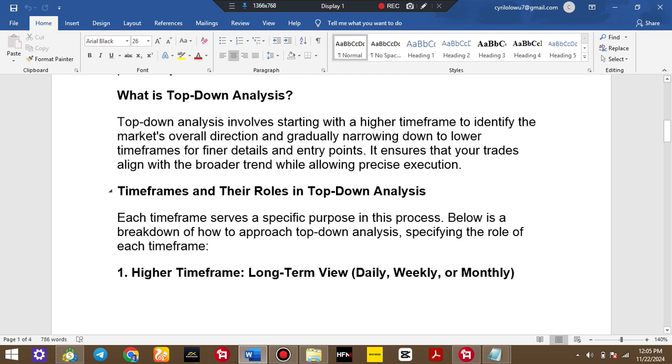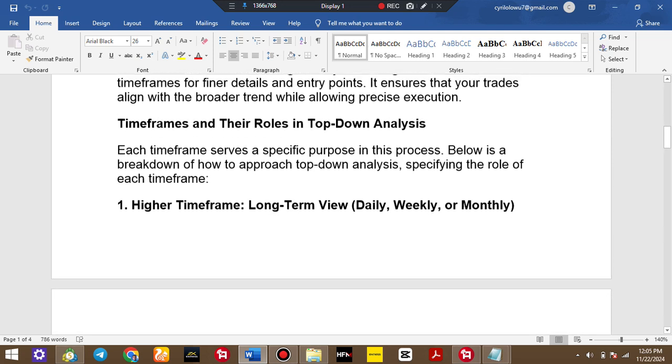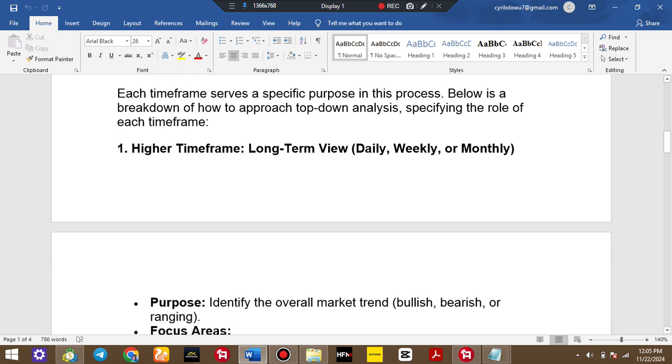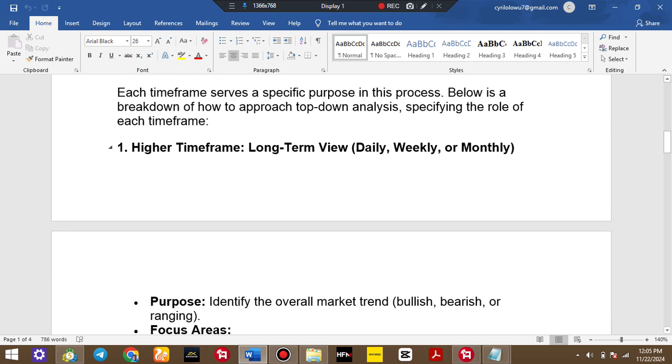Time frames and their roles in top-down analysis. Now we're talking about time frames and their roles in top-down analysis. Each time frame serves a specific purpose in the process. Below is a breakdown of how to approach top-down analysis, specifying the role of each time frame. Higher time frame, that is the long-term view: the daily, the weekly, or the monthly.